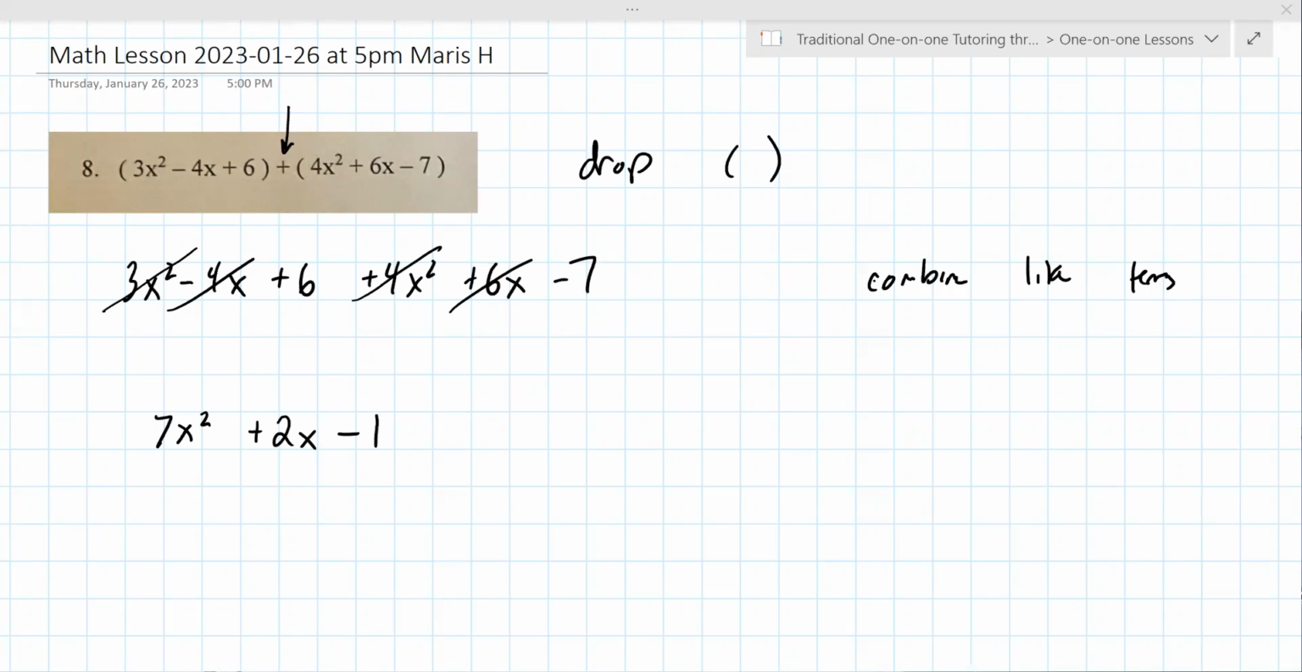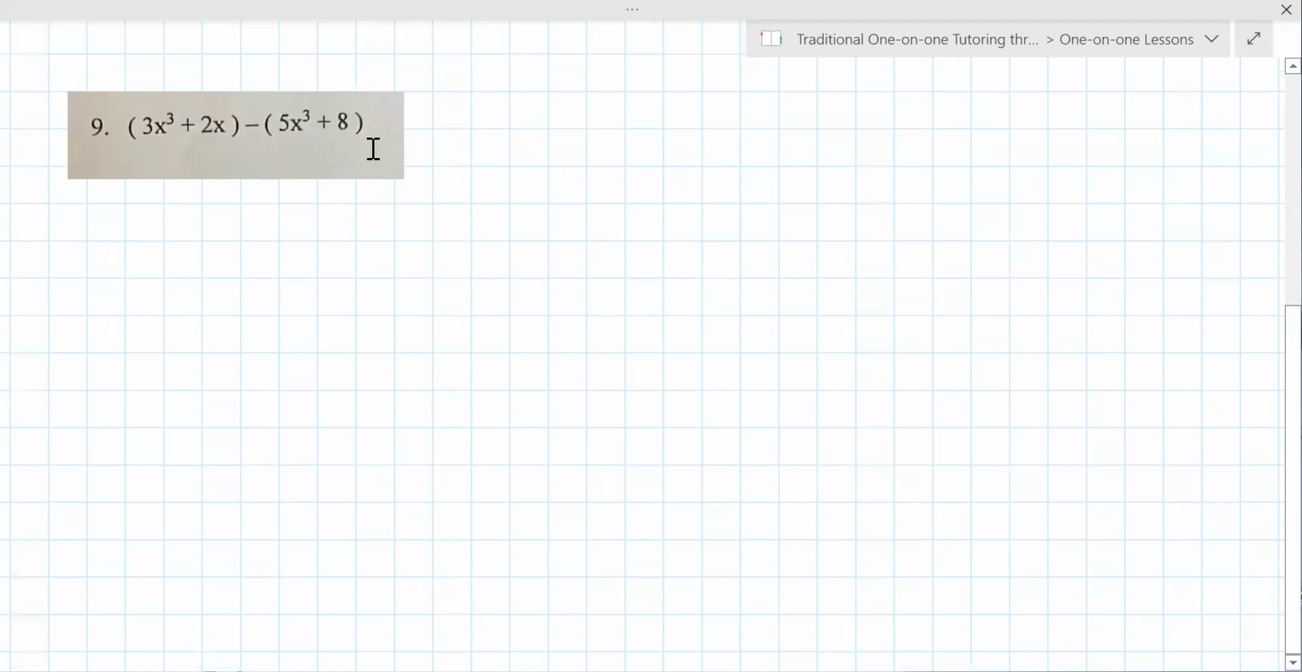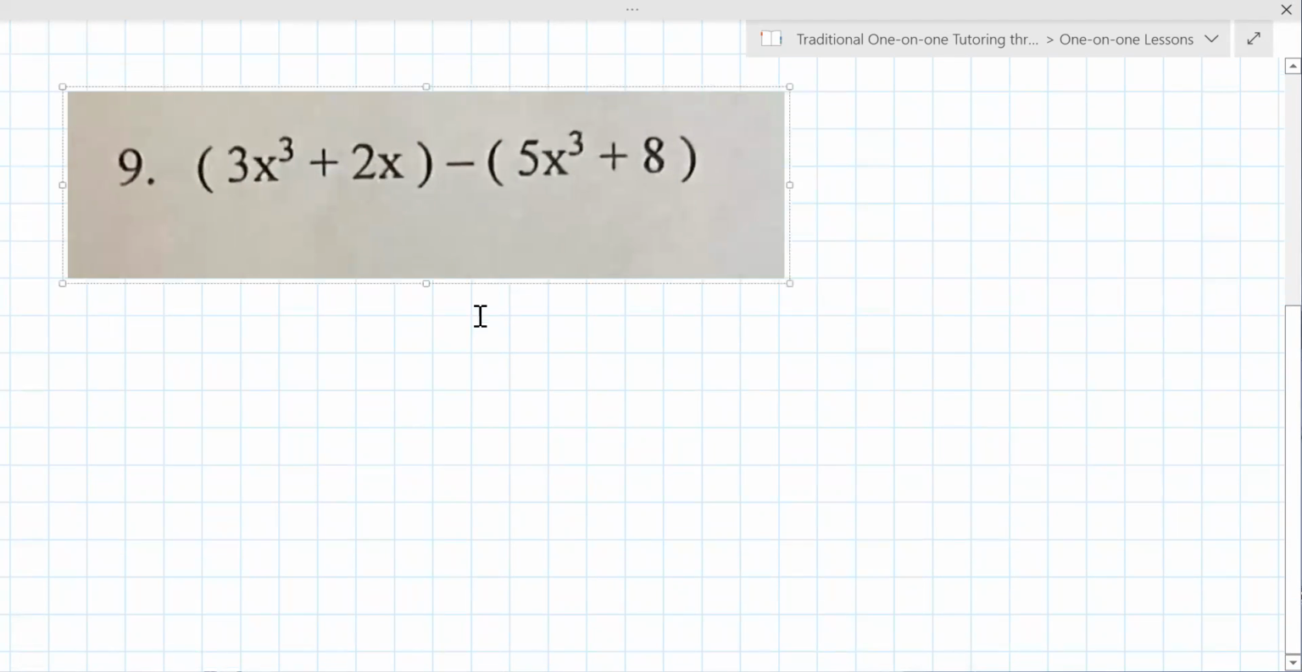All right, so number 9, related. Very much related here. This one has a subtraction in the middle. So you're going to change the signs of everything inside the parentheses to the right. So this 5x cubed is really positive, so that's going to become negative. The 8 is positive, so it's going to become negative.